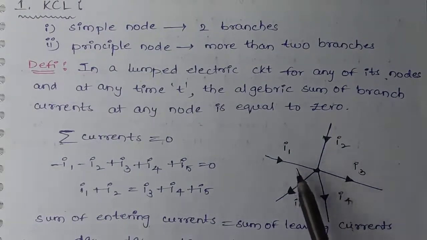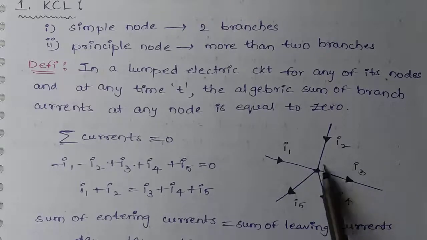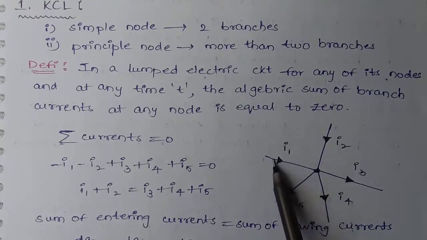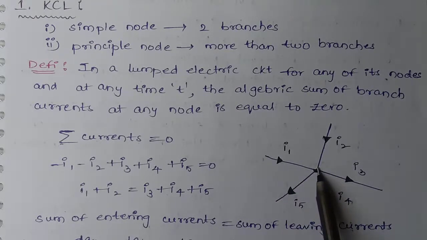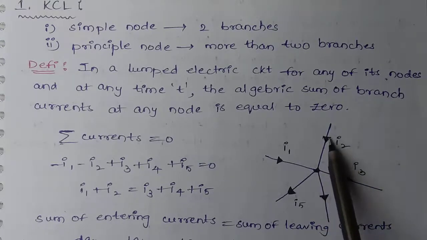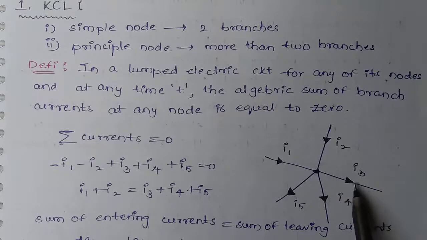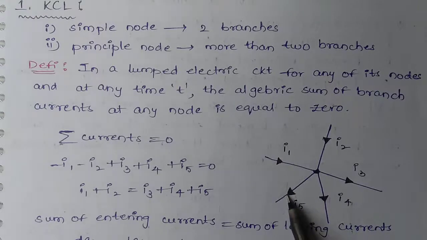Because we are having more than two branches, that means it will become a principal node, right? In this you can see that the current I1 is entering into this node, and current I2 is also entering into this node, and I3 is leaving from this node, I4 is leaving from this node, I5 also leaving from this node. So what is meant by this KCL?